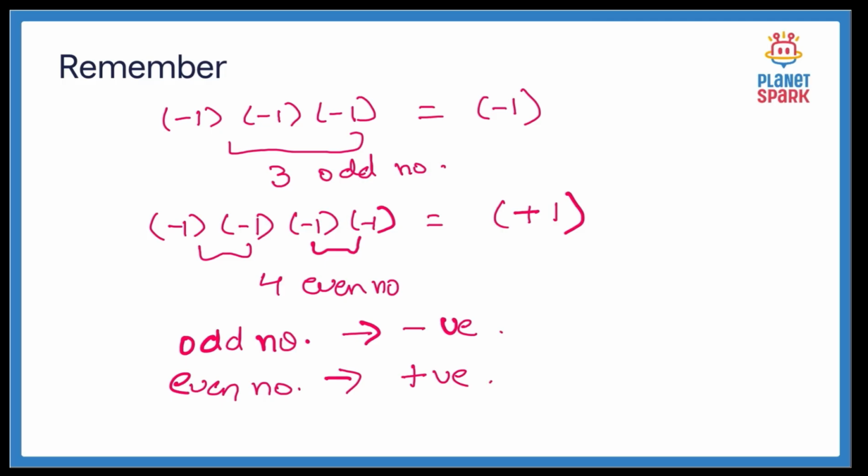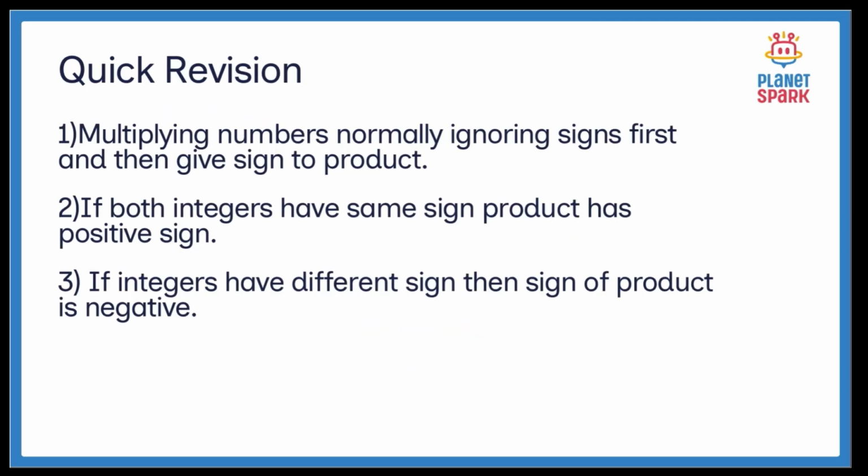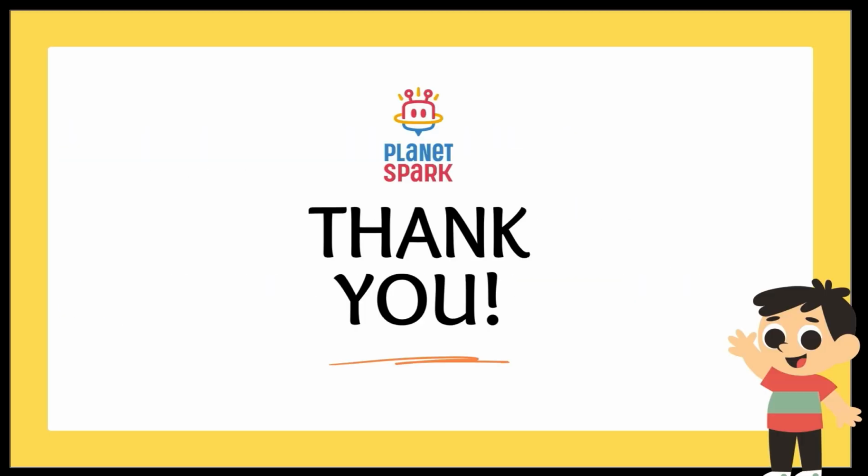Do remember this. So in today's class, we have learned how to multiply by simply ignoring the sign first and then giving the sign to the product. If both integers have the same sign, the product is positive. If they have different signs, the product is negative. I hope this was clear.